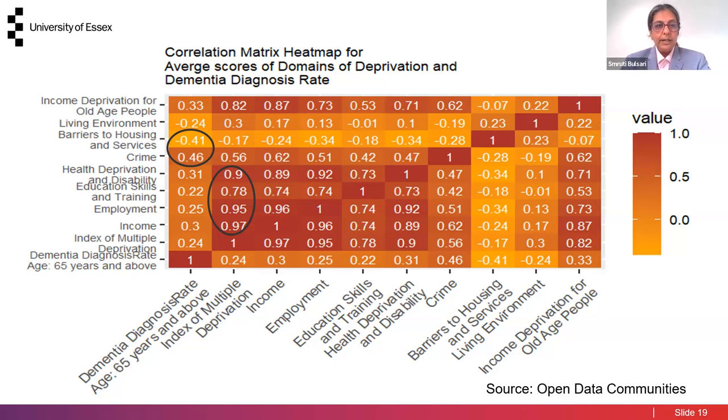But if you see the correlation between the dementia diagnosis rate, living environment, and barriers to housing services, there is a negative correlation, which means that the higher the barriers to housing and services, the lower is the dementia diagnosis rate, and the higher or better the living environment, the lower is the dementia diagnosis rate.